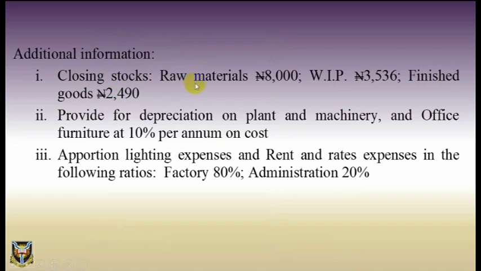Closing stocks, raw materials 8,000 naira, WIP 3,536, finished goods 2,490. 2. Provide for depreciation on plant and machinery and office furniture at 10% per annum on cost. 3. Apportion lighting expenses and rent and rate expenses in the following ratios. Factory 80%, administration 20%. Working notes.